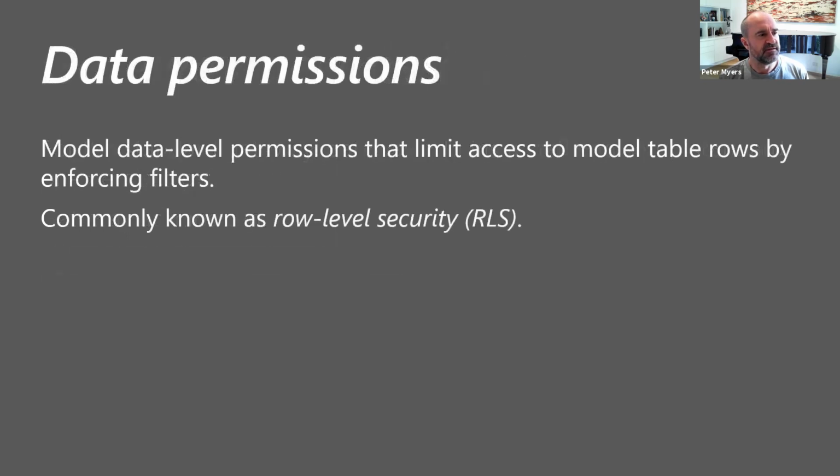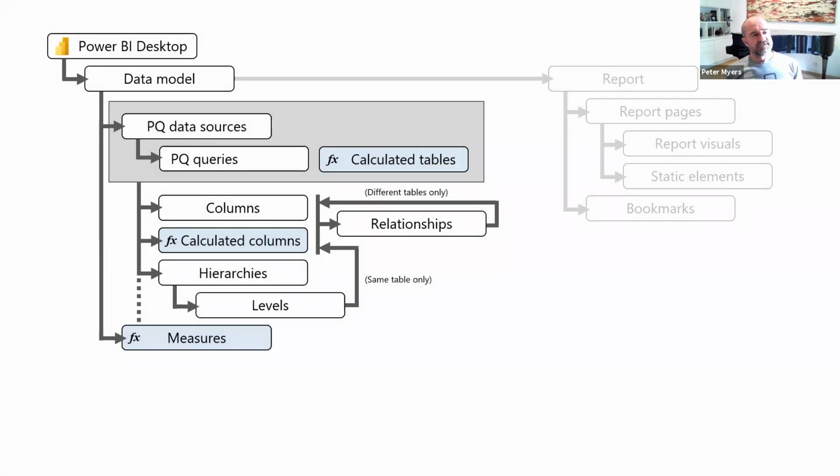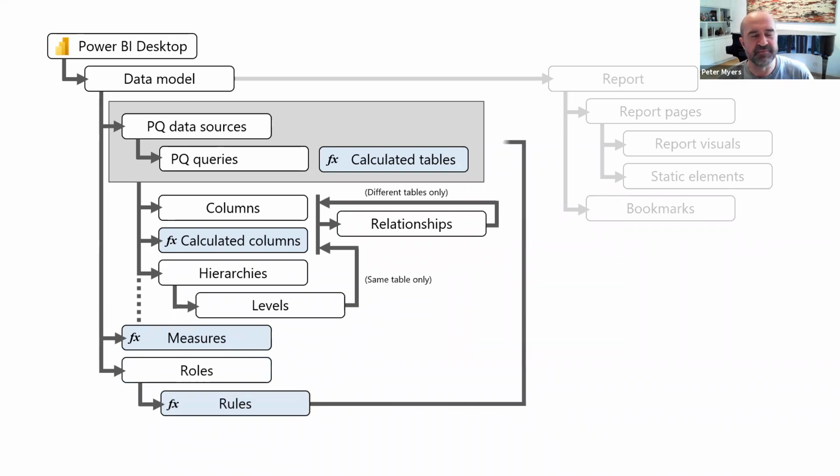And the next topic is data permissions in the model. So back to this model diagram, it is possible to enforce what we call row-level security. That means that different report users see different data for the same report. The Australian salespeople only see the Australian sales, but for the same report, the United States salespeople see the United States data only. And that's achieved through row-level security by adding roles and DAX expressions that filter the data.